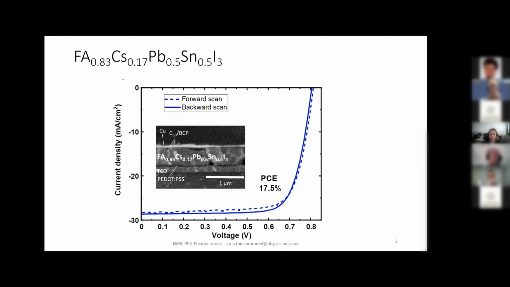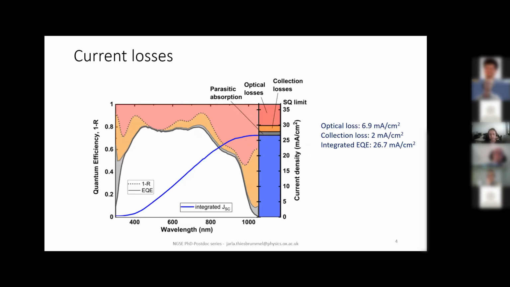Now, to just quickly give you an idea of the system that we worked with, we had a 50-50 lead-tin perovskite solar cell. The best devices had a PCE of about 17.5%. On average, it was more like 16.8 or so. All right, so that is the system that we worked with.